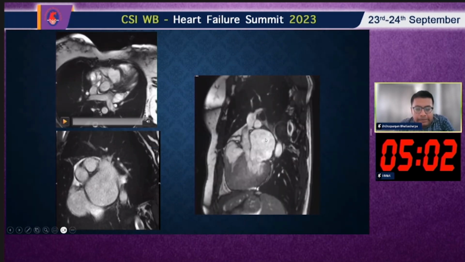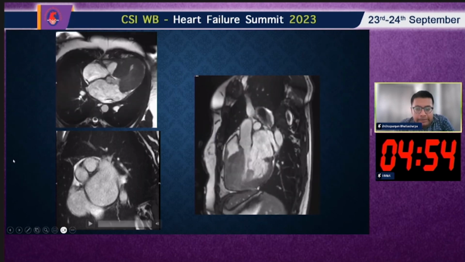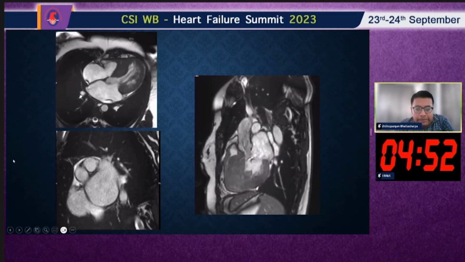In this image, we can clearly see the hypertrophic pattern of the septum and the posterior wall, the septum more than the posterior wall, and it is a typical example of hypertrophic cardiomyopathy.